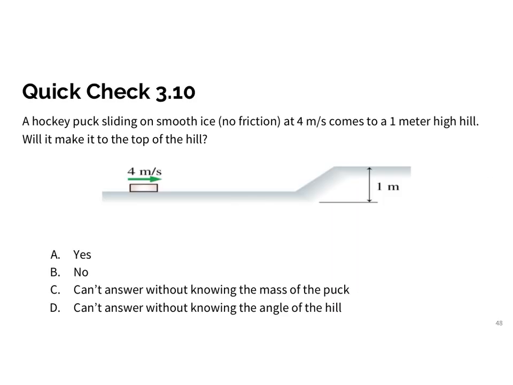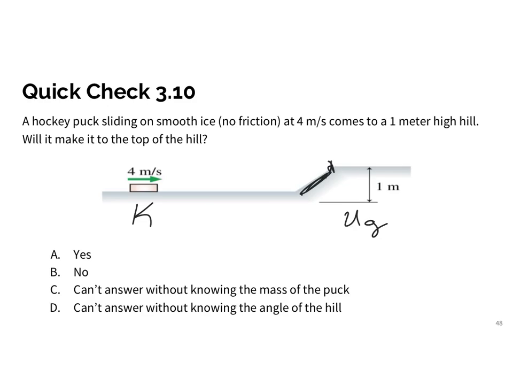All right, another quick check. A hockey puck sliding on smooth ice with no friction, at 4 meters per second, comes to a 1 meter high hill. Can it make it to the top? Well, that means it has kinetic energy, and at this point, it needs to have potential energy. Before, we had to figure out what the acceleration on the hill is, and as I go up the hill it slows down. Would I still have velocity at the top?